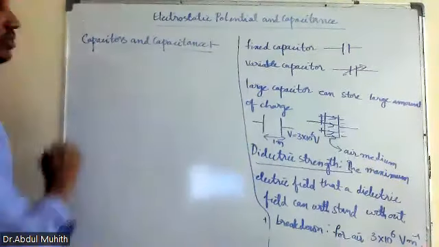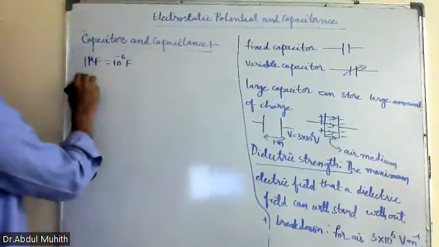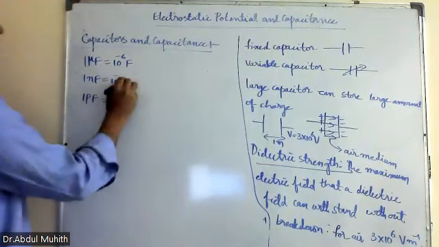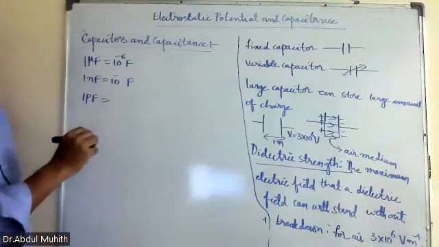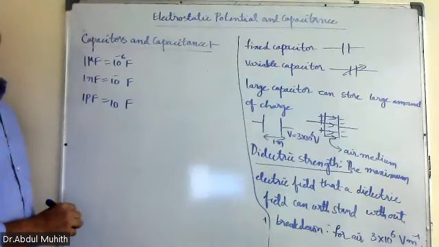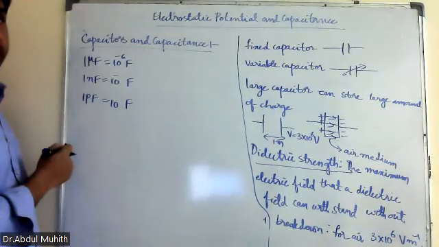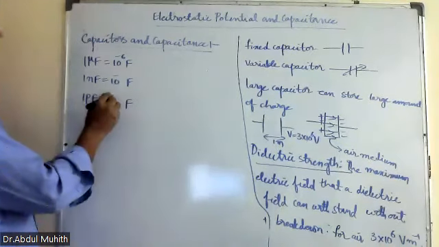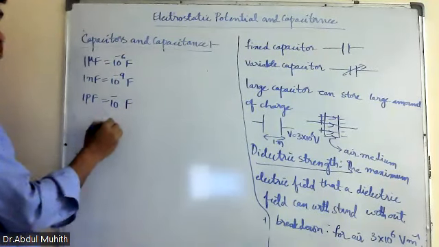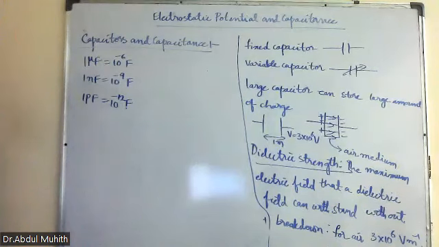See, 1 microfarad is equal to 10 to the power of minus 6 farads. And 1 nanofarad is how much? 10 to the power of minus 9. And pico, how much? Minus 12. This is the situation now.